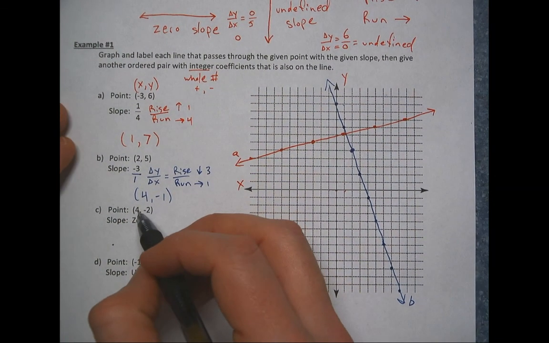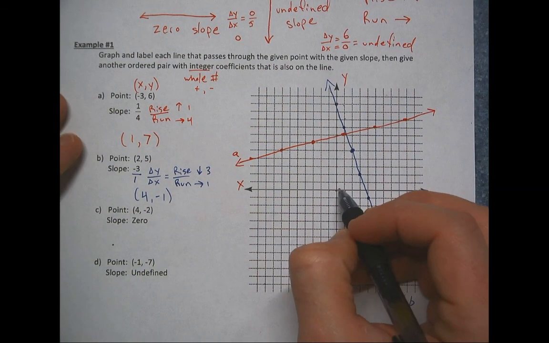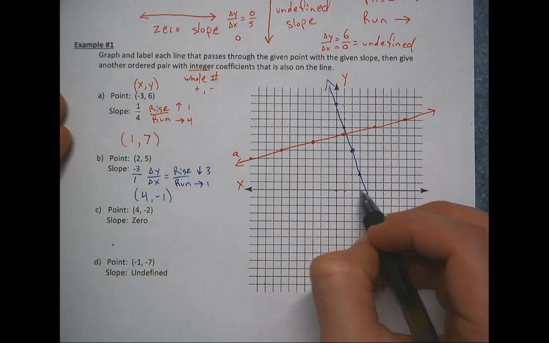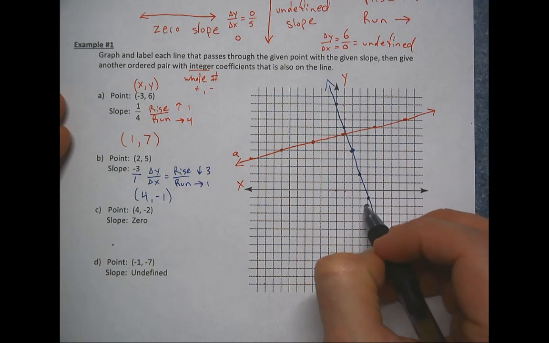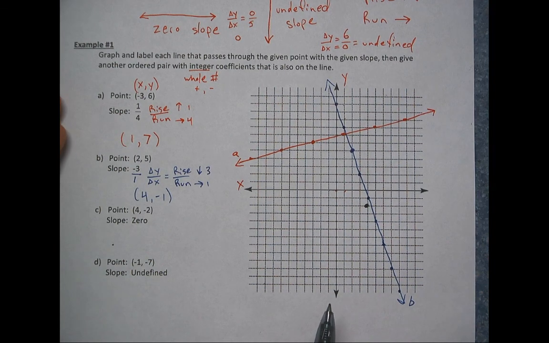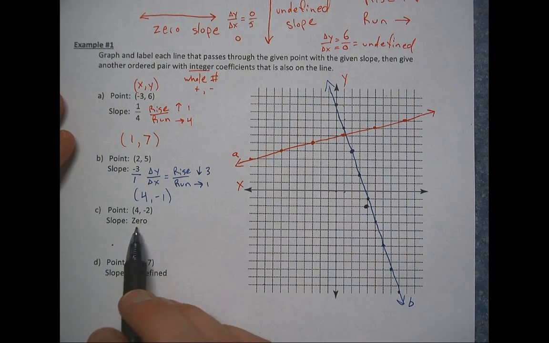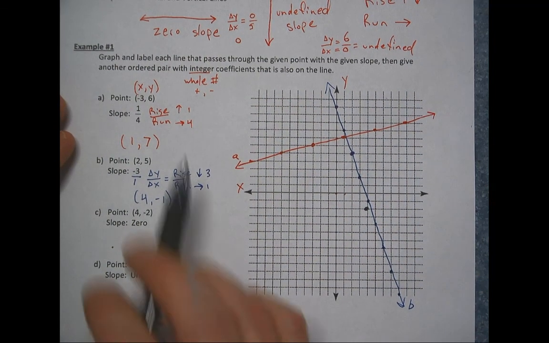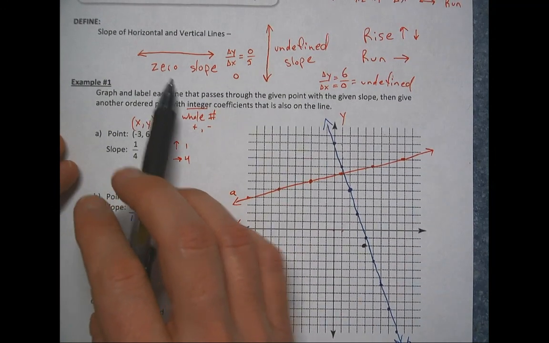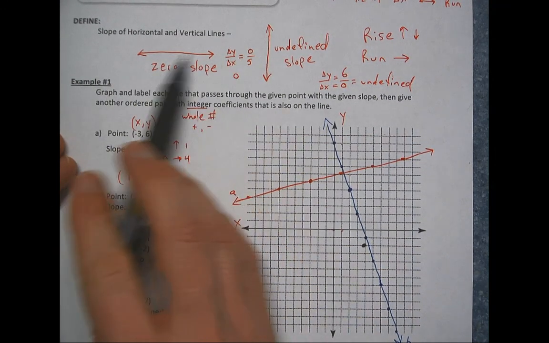Next one. 4, negative 2. So let's first find that. 1, 2, 3, 4. Negative 2. It's right here. So just below that last point. And now a slope of 0. So let's slide back up. What does a 0 slope look like? That's going to be a horizontal line.